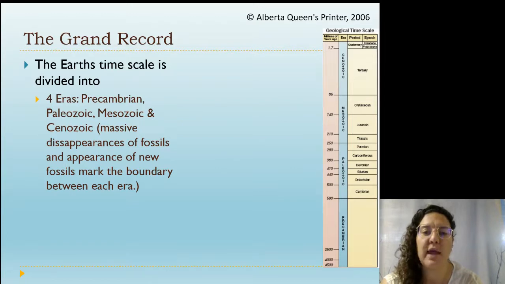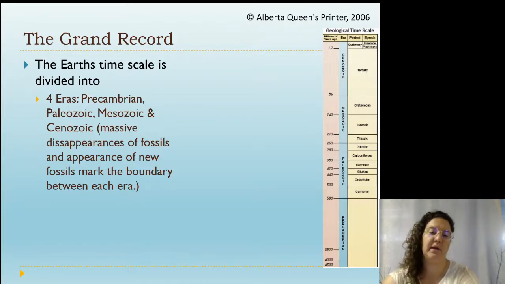top. But if you look at the millions of years ago, this is not made to scale because the Cenozoic is the shortest time period, between 65 and 1.7 million years ago, where the Precambrian was from 4,500 million years ago to 590. So it would take up most of the time period of the Earth's history.